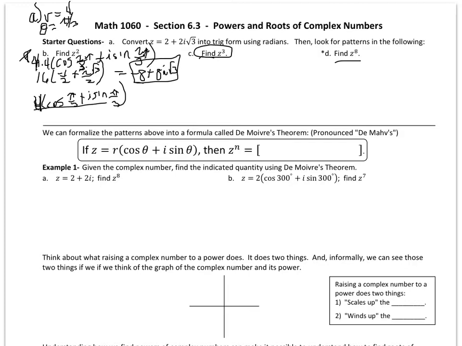And it's actually a theorem, and it's called Demoivre's theorem, okay? So basically it's this. If z is some complex number in trig form, then z to the nth power is simply this. It is r to the n times the cosine of n theta plus I sine n theta.